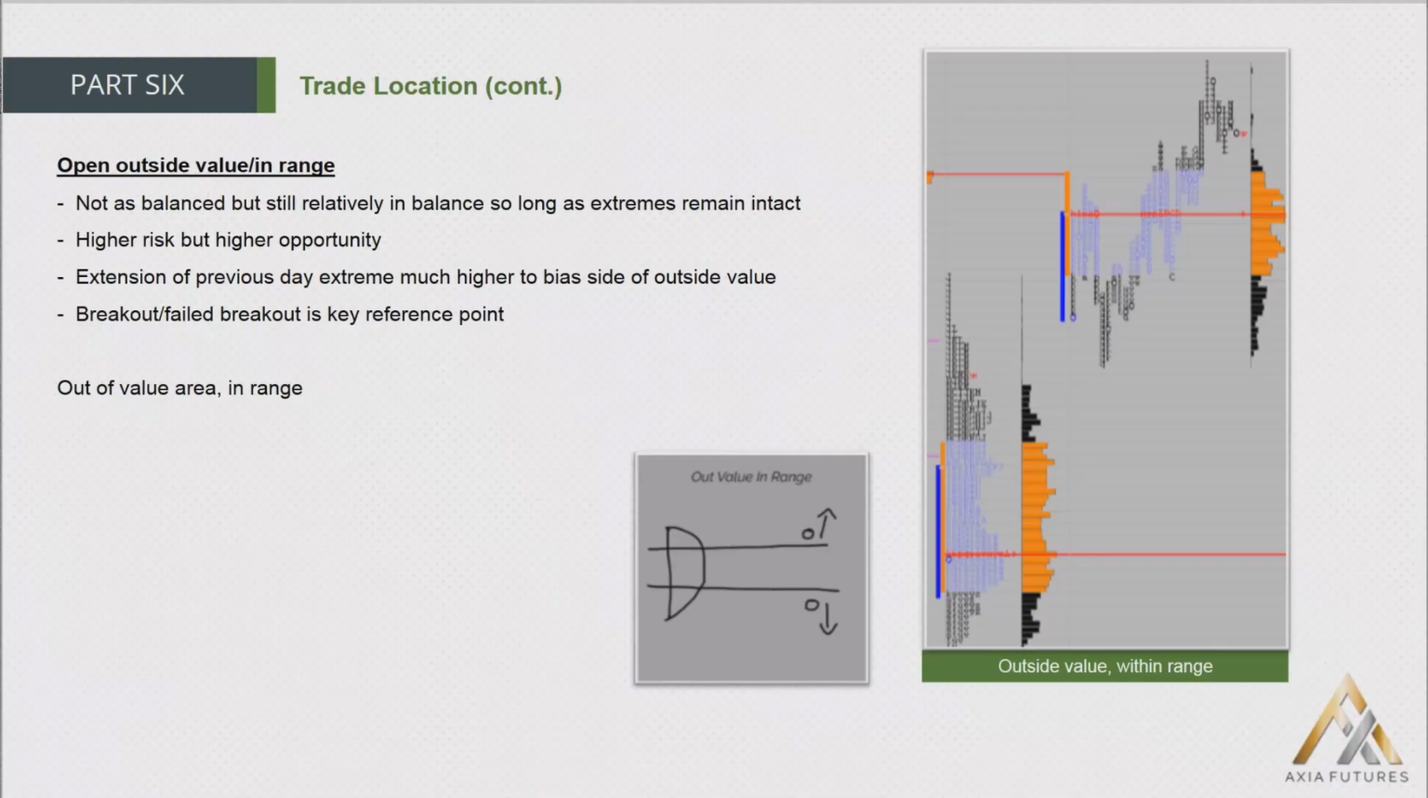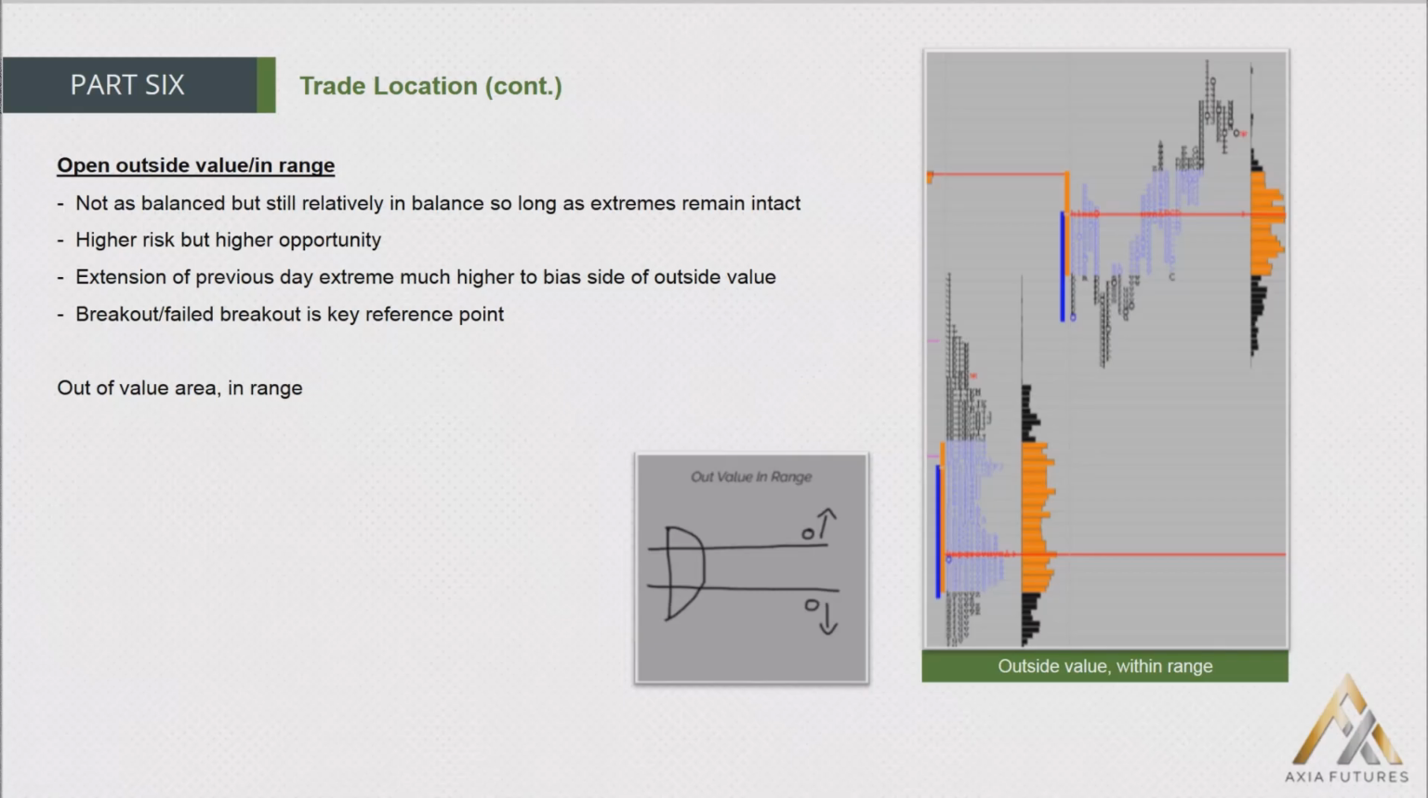The second type of trade location is where we open outside of value but still in the previous day's range. Again, looking at the example, we're now opening outside of that orange area, or outside of the previous day's accepted value area. Now again, remember what we said: when the market opens outside, it's not as balanced, but it's still relatively imbalanced so long as the previous day's extremes remain intact. It's when those extremes get taken out that we then start to see a little bit more volatility in the market. Now, note, due to this opening out of balance, there's a higher risk, but a higher opportunity for trades.